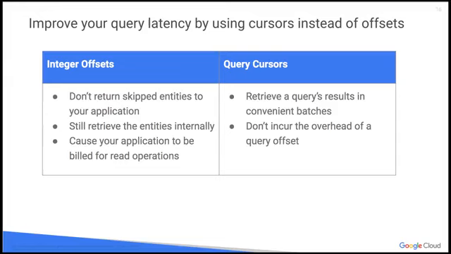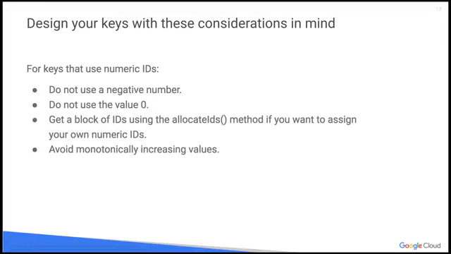Do not use offsets. Instead, use cursors. Using an offset only avoids returning the skipped entities to your application, but these entities are still retrieved internally. The skipped entities affect the latency of the query, and your application is billed for the read operations required to retrieve them. For a key that uses a numeric ID, do not use a negative number for the ID, and do not use the value 0 for the ID.